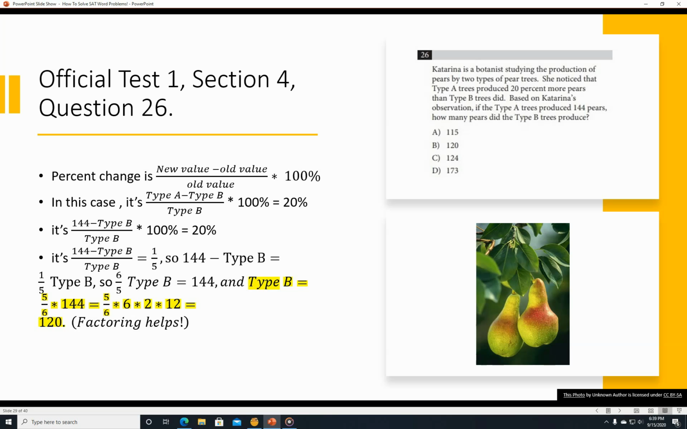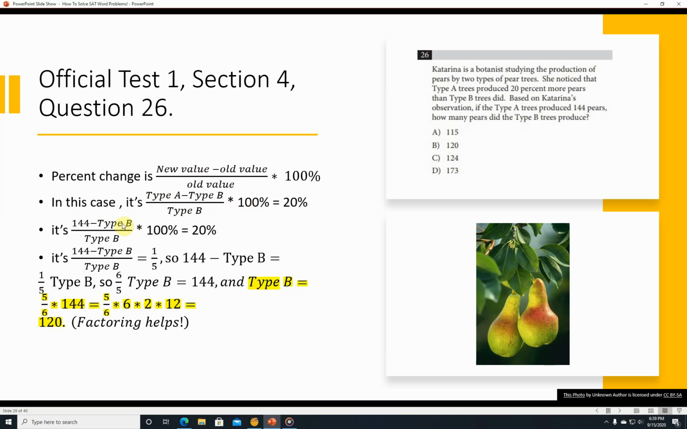Well, percent change is always going to be the new value minus the old value over the old value times 100%. So remember, the old value is always the one that goes on the bottom. So whatever you're subtracting from the new value, that goes on the bottom. And that includes if the old value is greater than the new value. You can have a negative percent change. So, that would be a decrease. So in this case, it's type A minus type B over type B times 100% equals 20%.